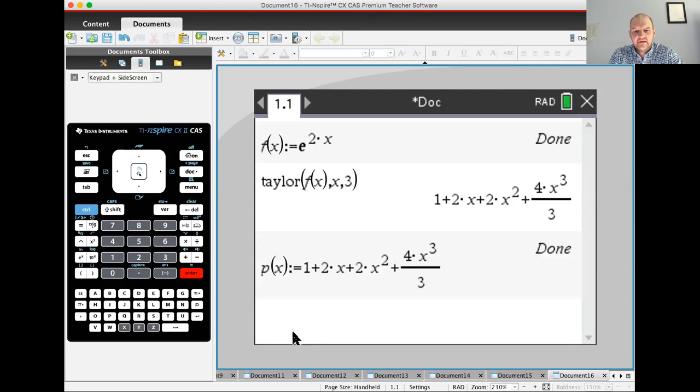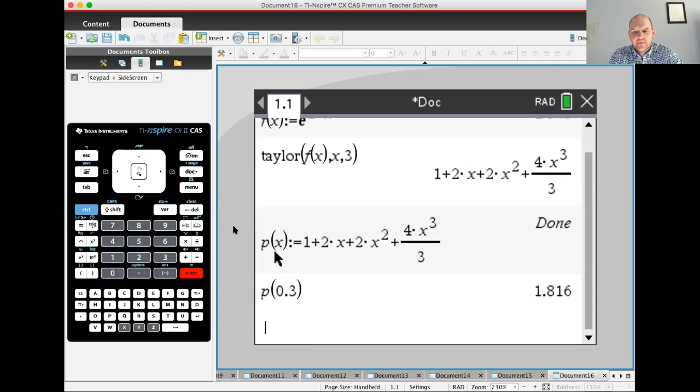All right, so I'm supposed to approximate e to the 0.6. To get e to the 0.6, I'd have to plug 0.3 into the function. So I want to do p of 0.3. And I get 1.816, which is like a weird jumble of the golden ratio, sort of. So p of 0.3 is approximately 1.816.